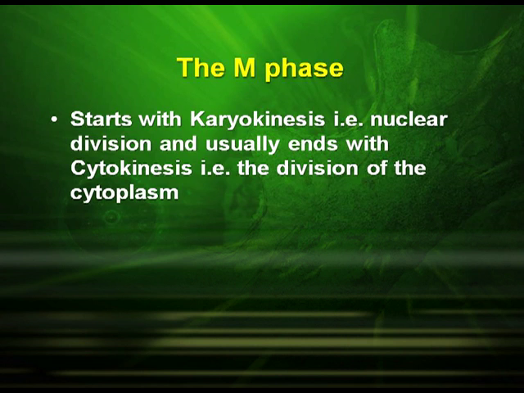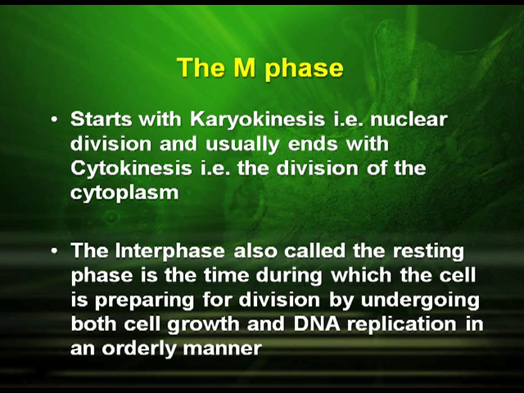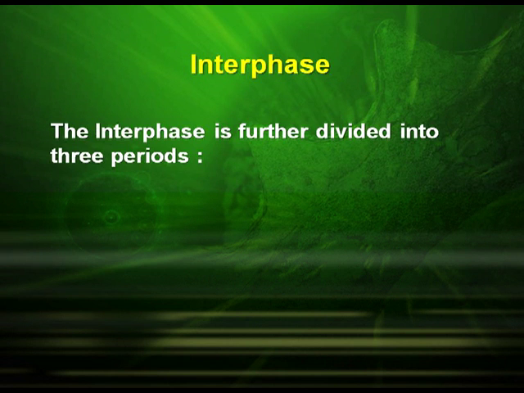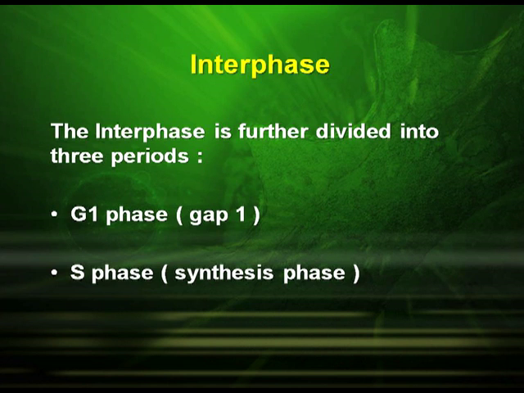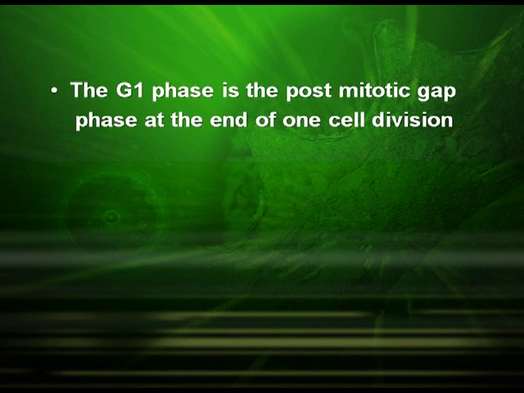The M phase starts with karyokinesis, that is nuclear division, and usually ends with cytokinesis, that is the division of the cytoplasm. The interphase, also called the resting phase, is the time during which the cell is preparing for division by undergoing both cell growth and DNA replication in an orderly manner. The interphase is further divided into three periods: G1 phase or gap 1, S phase or synthesis phase, and G2 phase or gap 2.